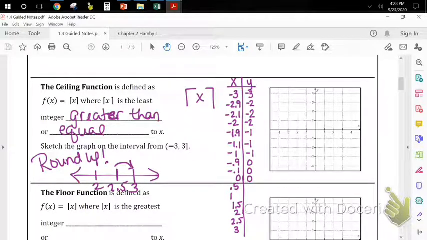If it's hard on you to do the negative numbers, guys, draw yourself a number line and look at where it's at. And remember, round it up to the next integer. So 0.5 would round up to 1. 1 will round up to 1. 1.5 rounds up to 2. 2 is an integer, it stays 2. 2.5 will round up to 3, and 3 will stay 3.